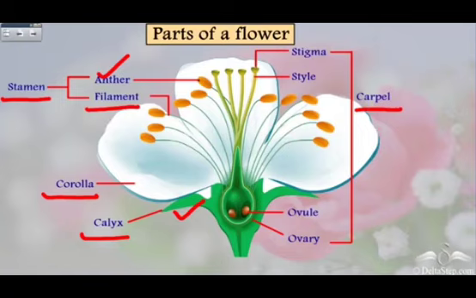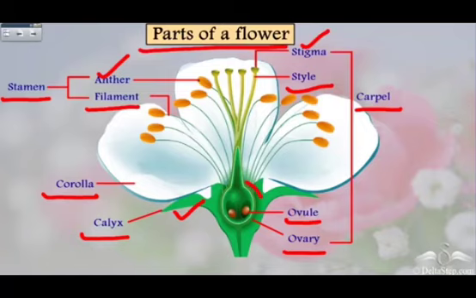So, what are the parts of a carpel? The top part is known as stigma. The thin long neck is known as the style. Over here, the round bottom is known as the ovary, and these small things inside the ovary are known as the ovules. So, these are the different parts of a flower, and the most essential parts of a flower are the androecium and the gynoecium, which help in reproduction.